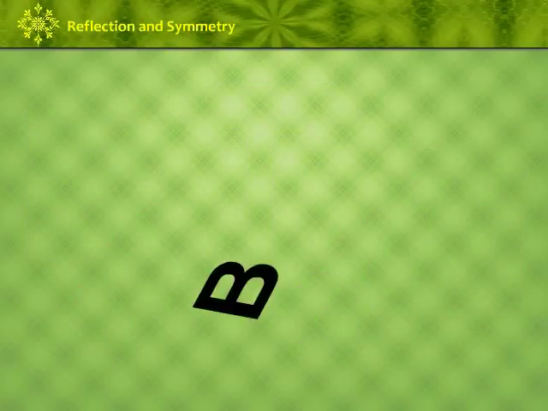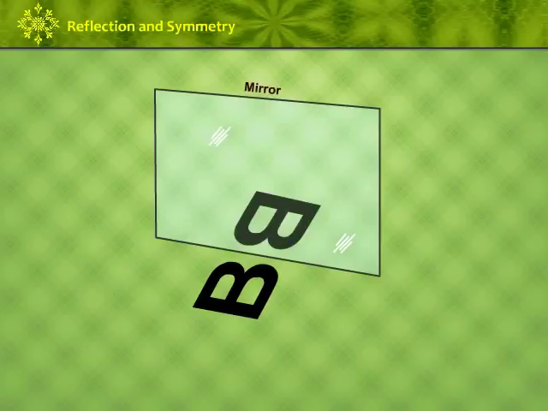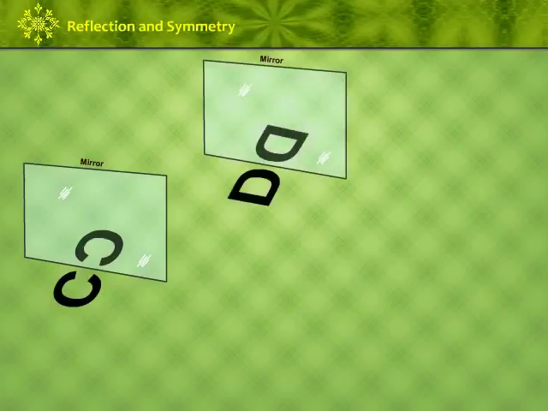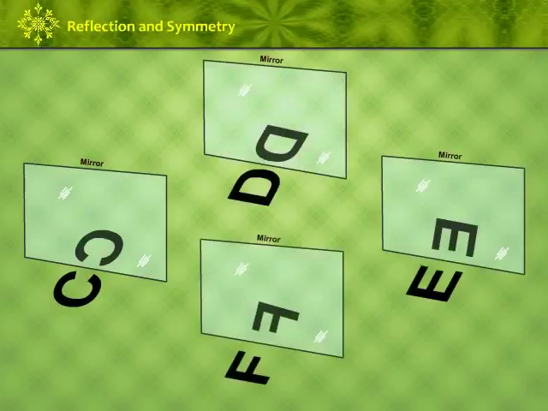Look at the letter B. Let us keep this letter in front of the mirror. Can you see some changes in the letter that appeared in the mirror? Yes, we can see that the letter B appears reversed in a mirror. Let us try some more letters. Letter C, D, E, and F. We see that all these letters appear reversed in a mirror.